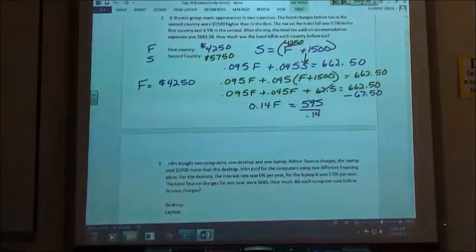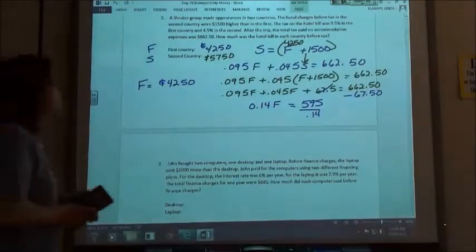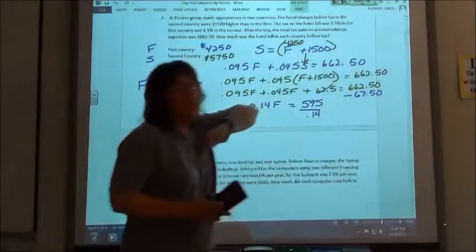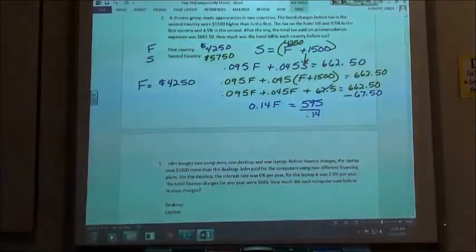So $4,250 is my bill in the first country, $5,750 is my bill in the second country. And again, if I wanted to check my answers, I would plug them into this equation and see if I get taxes of $662.50.